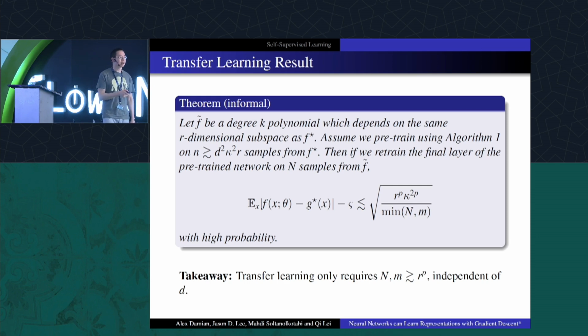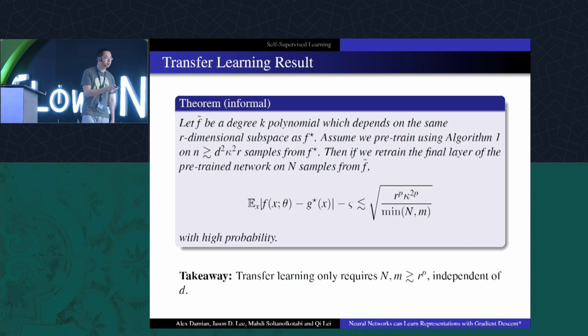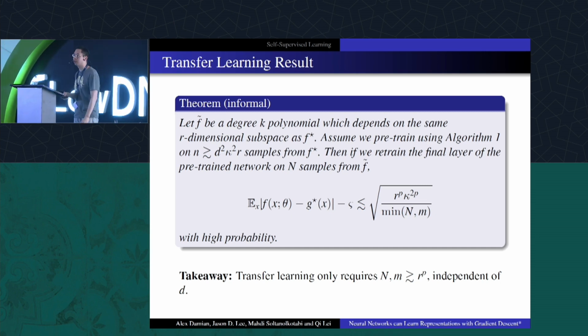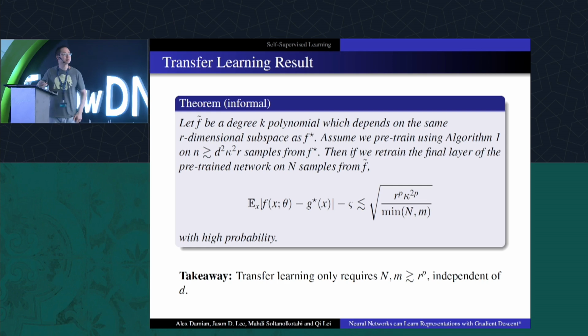And you have big N samples. So then your rate is now r to the p over n, and it's independent of the dimension, right? You only depend on r. And r to the p is, again, optimal because you can have an arbitrarily different polynomial on the subspace, and that clearly needs r to the p samples.